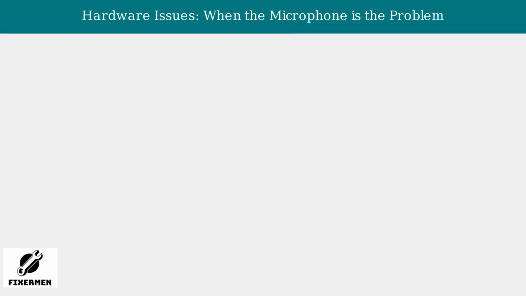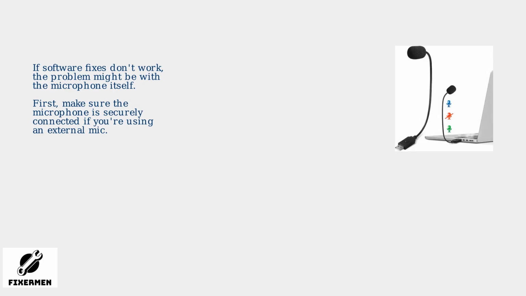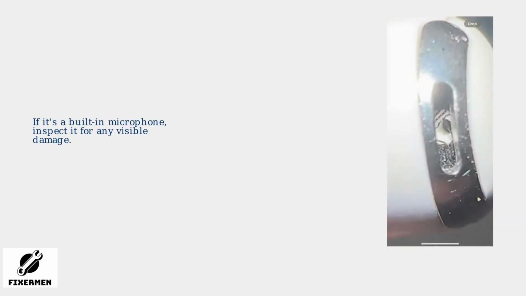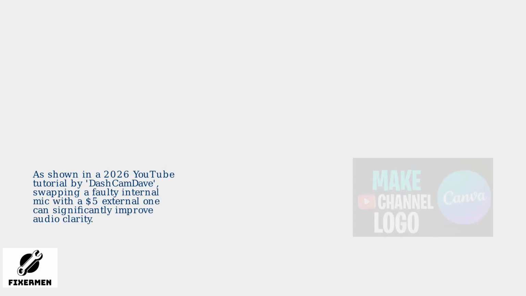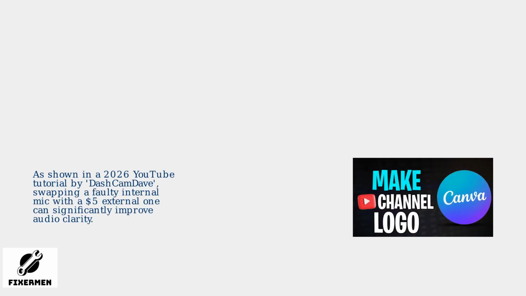If software fixes don't work, the problem might be with the microphone itself. First, make sure the microphone is securely connected if you're using an external mic. If it's a built-in microphone, inspect it for any visible damage. If you're comfortable with electronics, you can test the microphone voltage with a multimeter, typically 3.3 volts. As shown in a 2026 YouTube tutorial by Dashcam Dave, swapping a faulty internal mic with a $5 external one can significantly improve audio clarity.